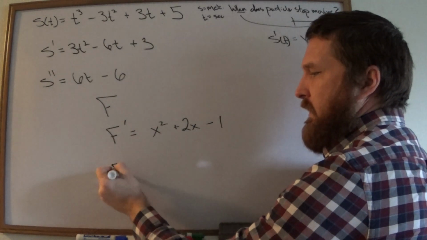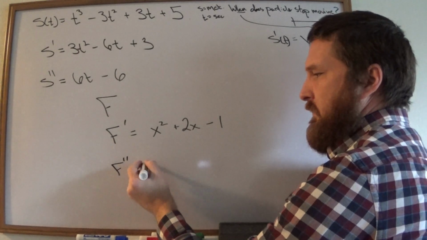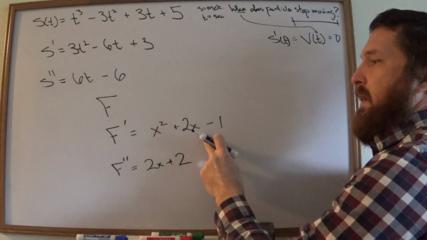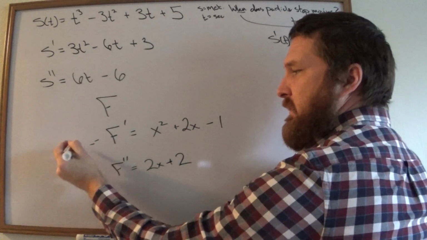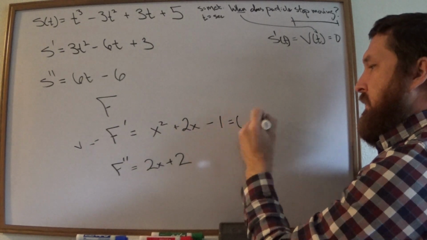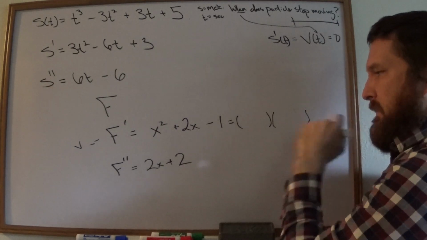I don't know if it will or not. Now let's take its second derivative. What's its second derivative? 2x plus 2. Now, so this is its velocity. Where is its velocity 0?